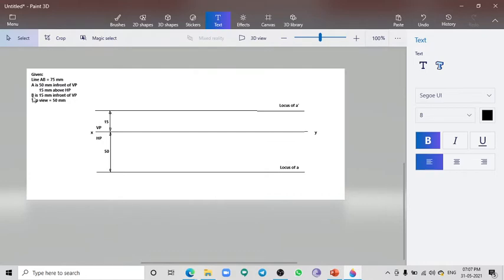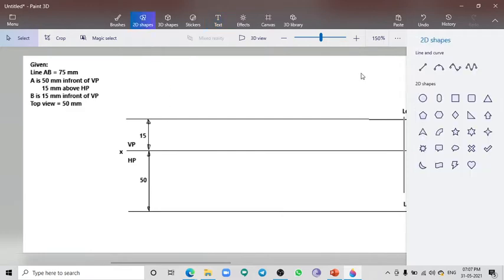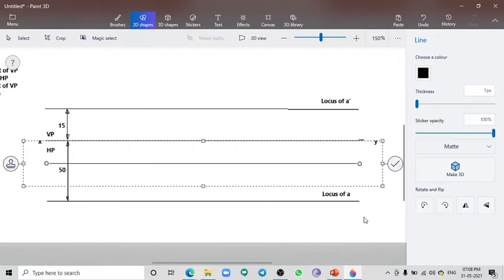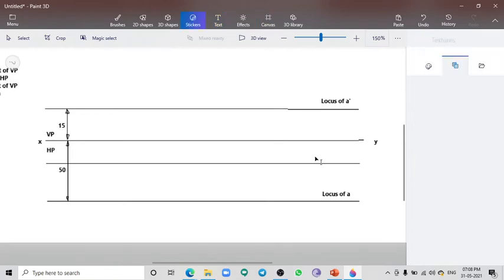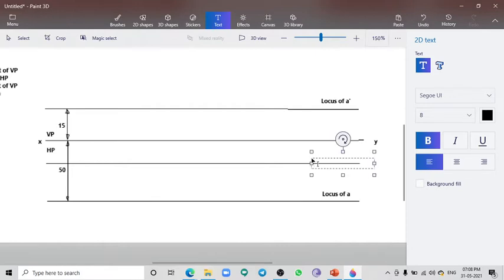Then we have one more locus, which is point B, 15 mm in front of VP. In front of VP must be marked below our reference line. So that is also 15 mm. Approximately I am marking that point over here. So this is the locus of B. These are the three loci given for us.